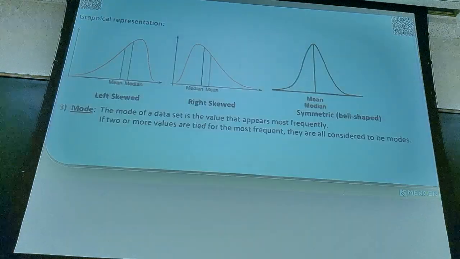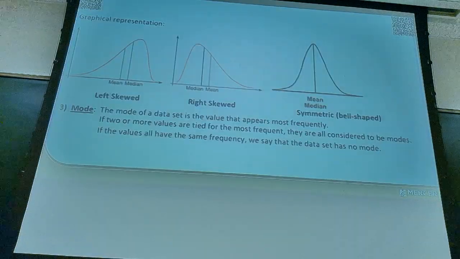If there are two or more values that occur the same number of times, and that is the highest, then it's multimodal. You have more than one mode. The one exception is if every data point occurs only once, then there is no mode. Or if they all have the same frequency, so they all occur the same number of times, there'd be no mode.